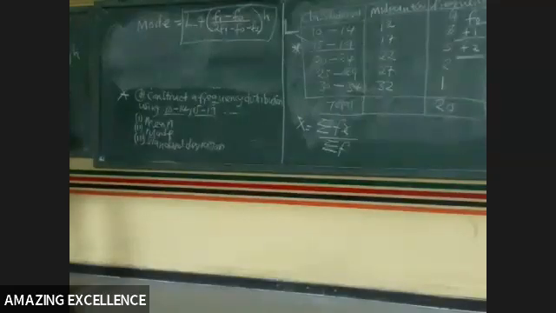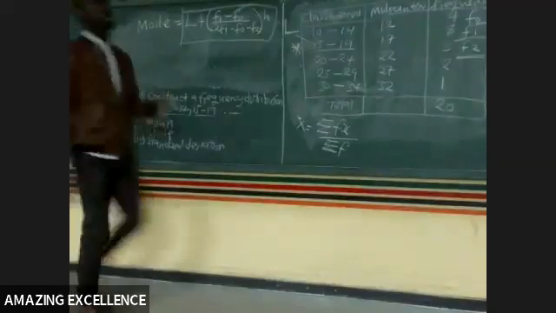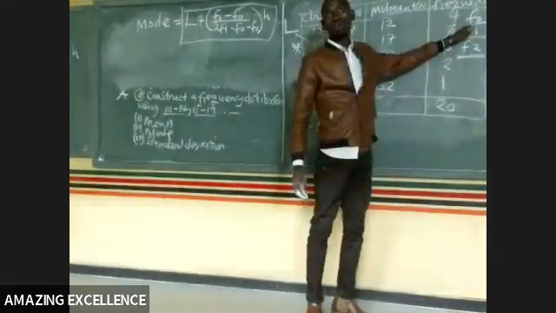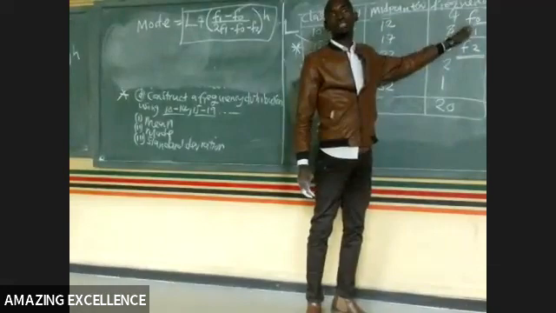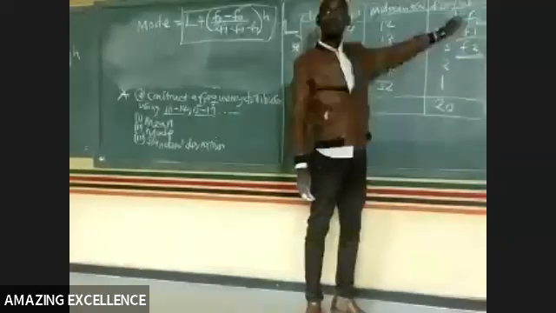What is F2? It's a frequency. These are frequencies, okay? I said F0 is the frequency of the class that comes before the model class. That is F0.